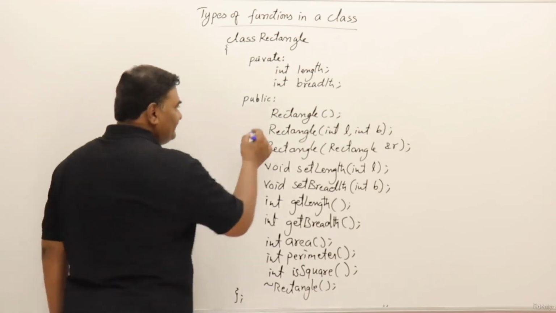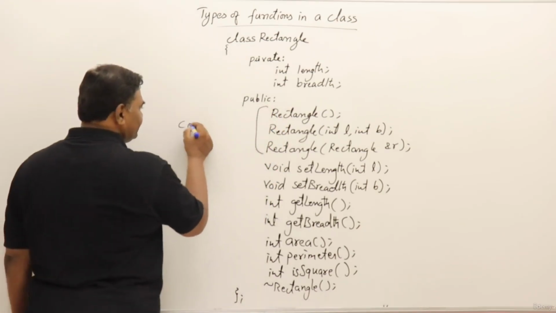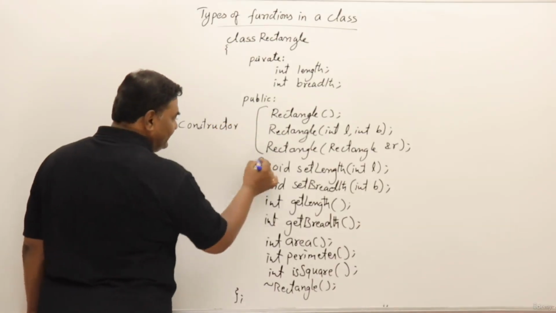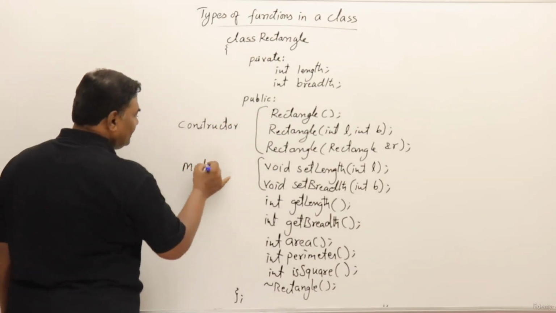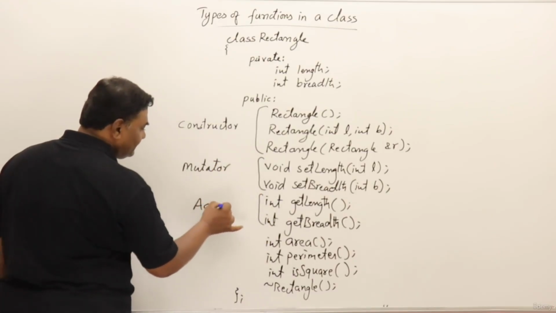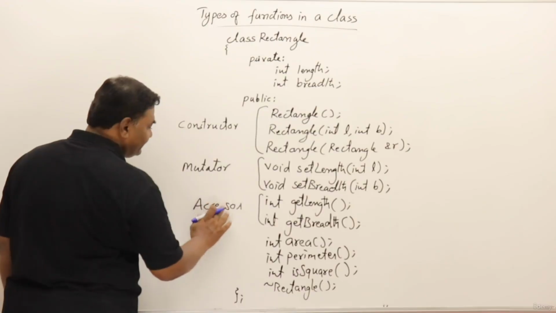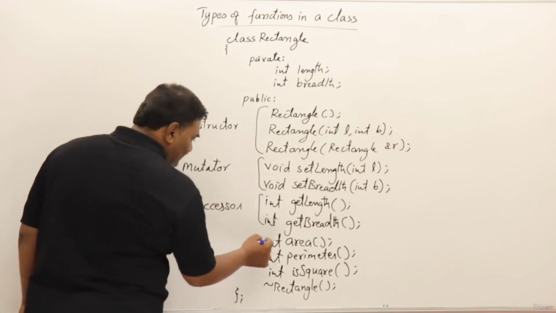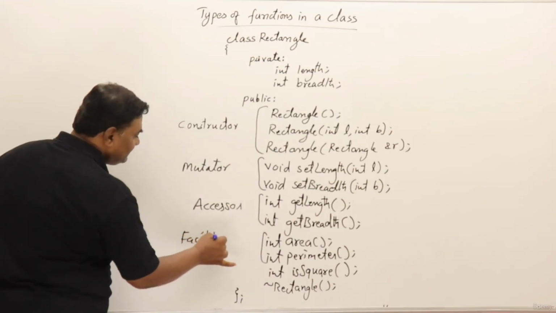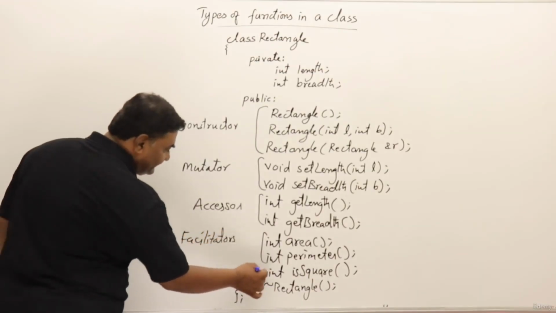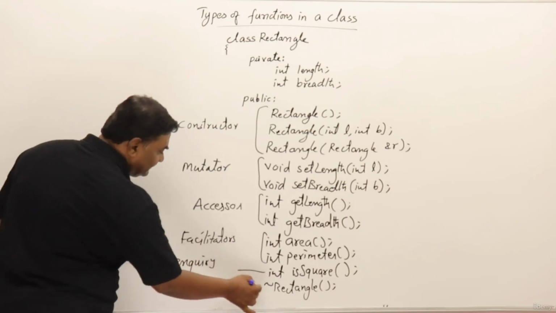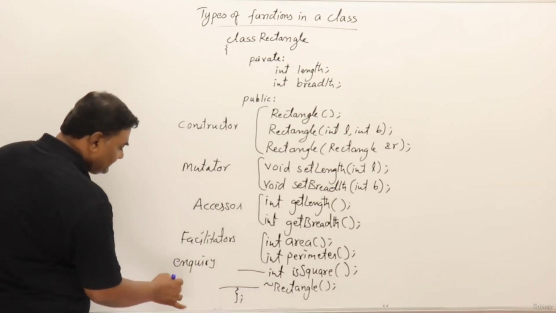Right? So to name them, these are constructors. Right? And these are mutators, and these are accessors, and these are facilitators, and this is enquiry, and this is destructor.